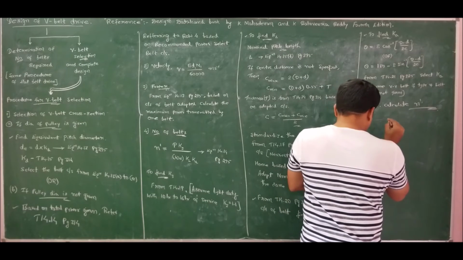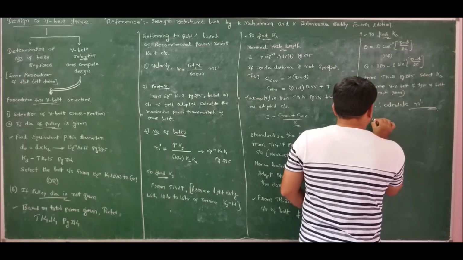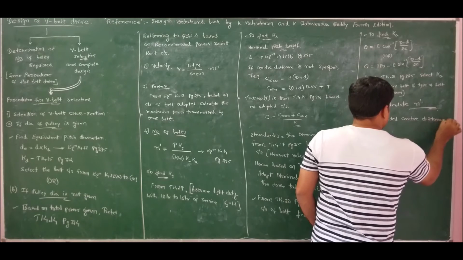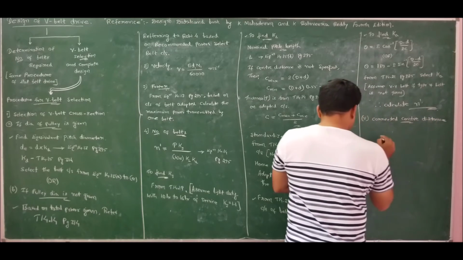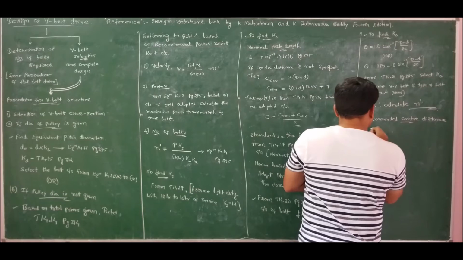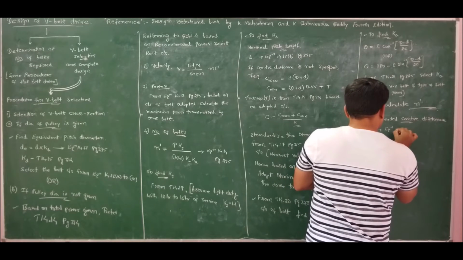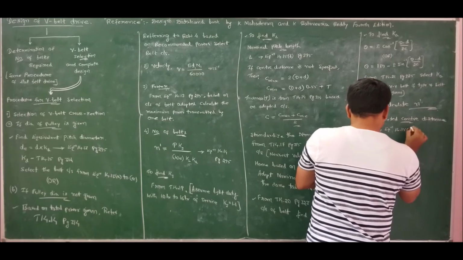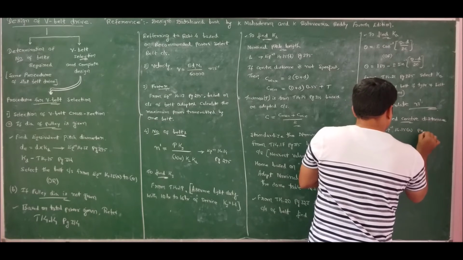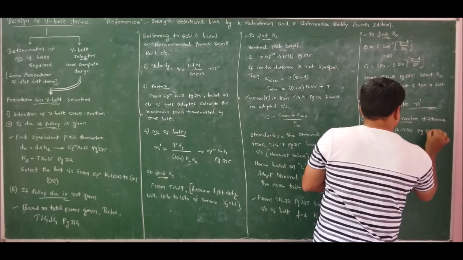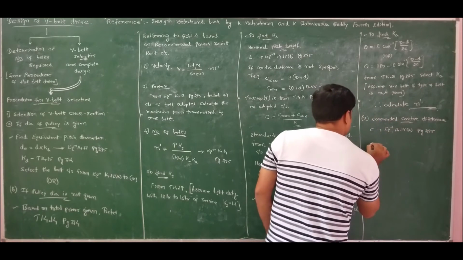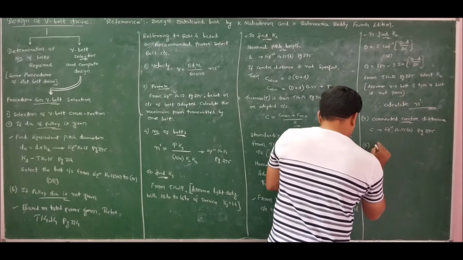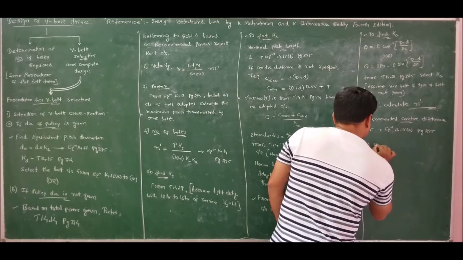In step number 5, you find the corrected center distance. The corrected center distance C is given by equation 14.15a, referring to page 295. So finally, in the final step, you give belt specification.